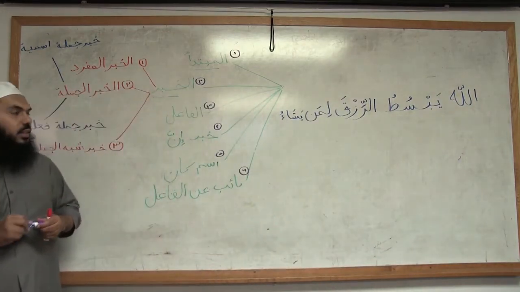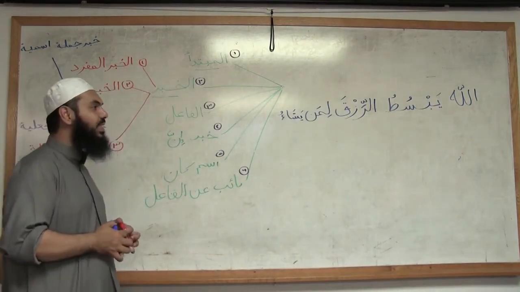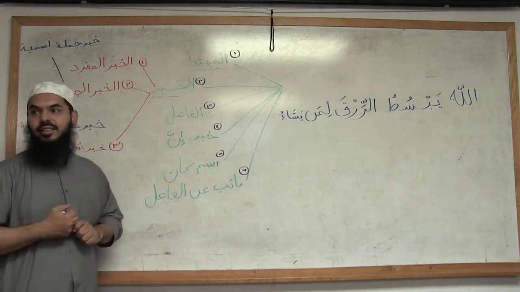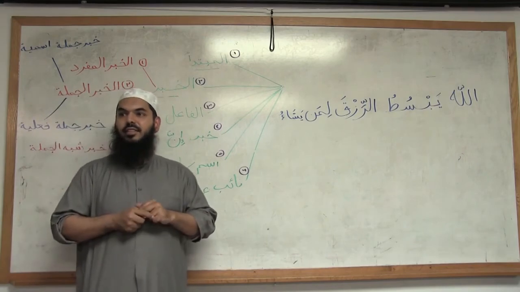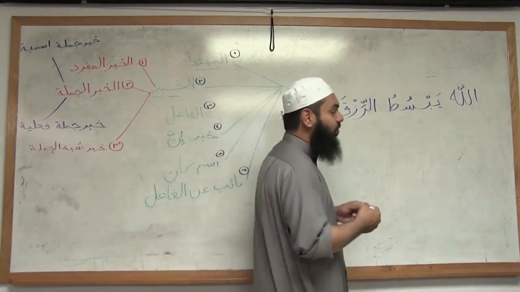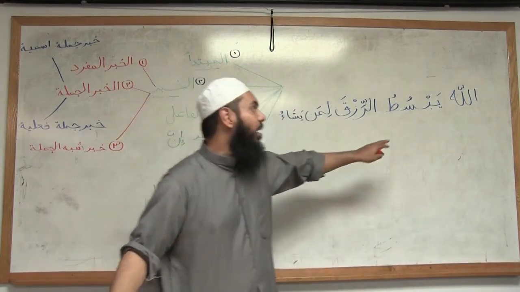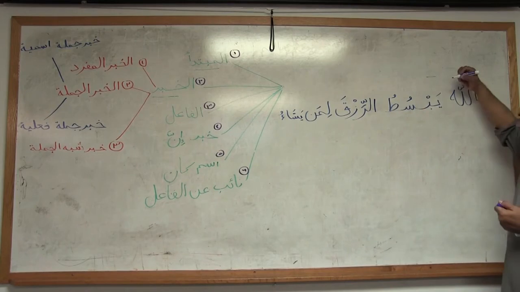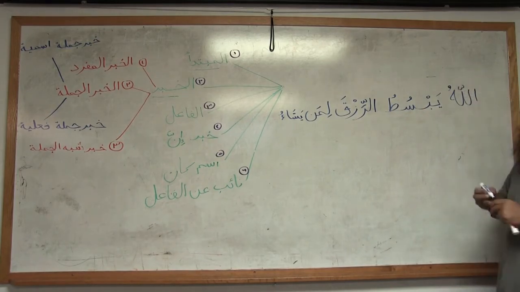From Surah Al-Ra'd, the 26th ayah. Who wants to take a shot? Jumla ismiya. Jumla ismiya, excellent. What should I put as the i'rab here? A dhamma? Yeah, that's right. Good job.